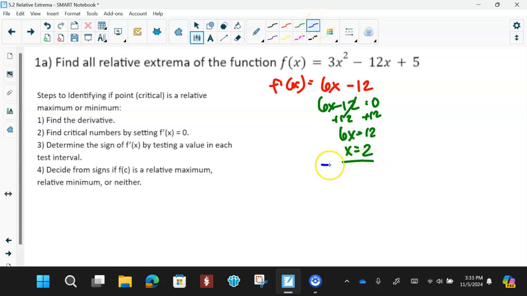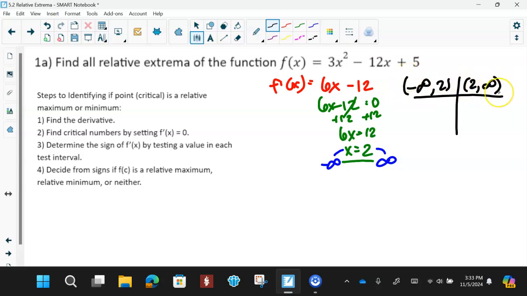Remember our graph is going from negative infinity to infinity, so we have two intervals that we are going to test: negative infinity to 2, and 2 to infinity. Just like in our previous lesson, to test it, we'll choose a value that's in each interval. We could choose 0 in this case and 3 in this case. No matter what value we choose on the interval, we should still get the same sign.